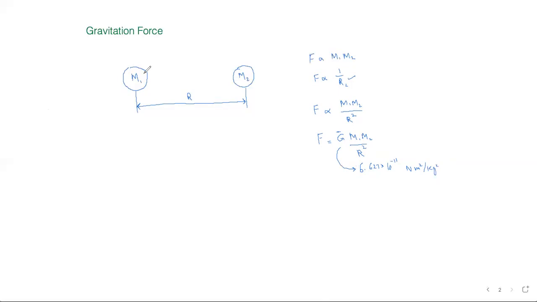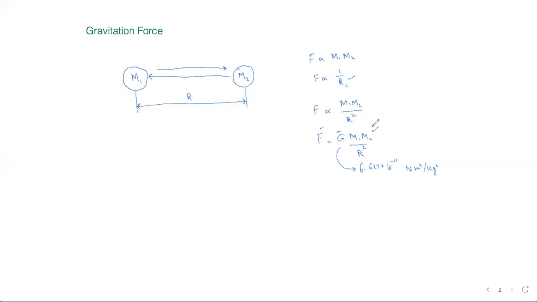Now you can ask the question, which object is actually applying this force? Is object number 1 attracting object number 2, or the other way around? In fact, it is both ways. M1 is applying this force on M2, and M2 is attracting M1 with the same force. They attract each other.